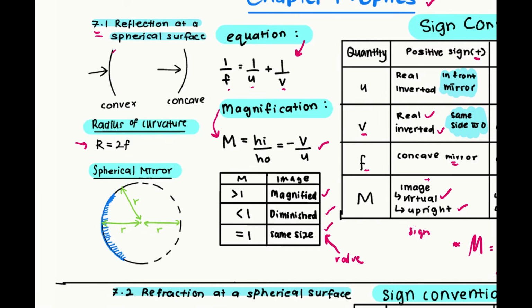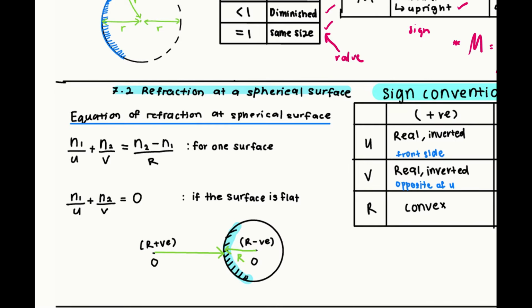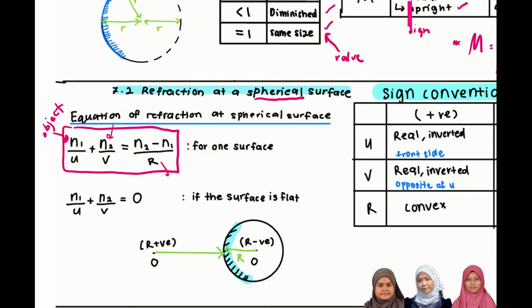So reflection happens at convex and concave mirror. Then for the second subtopic, we have refraction, the other light phenomenon. It is refraction at spherical surface, and this is the equation of refraction at spherical surface. We have n1 over u. n1 is the index of refraction for the position of the object. Then n2 is the refractive index for the other medium, and r is the radius of curvature.